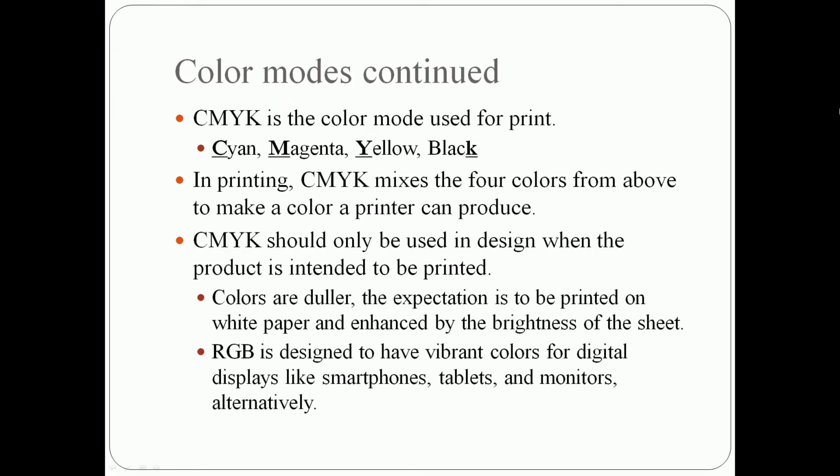CMYK is the other color mode in Photoshop, and that's what you use for printing. Cyan, magenta, yellow, and black. If you've got a printer in your house, take a look at that ink. It's going to be black, cyan, magenta, and yellow. In printing, CMYK mixes the four colors from above to make a color a printer can reproduce.